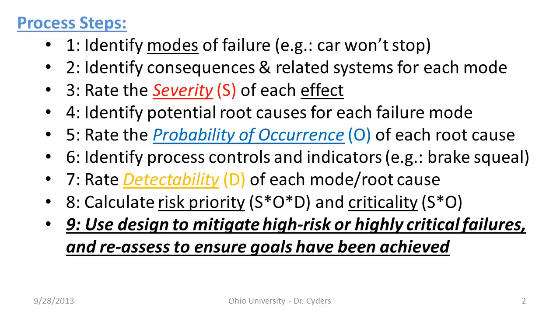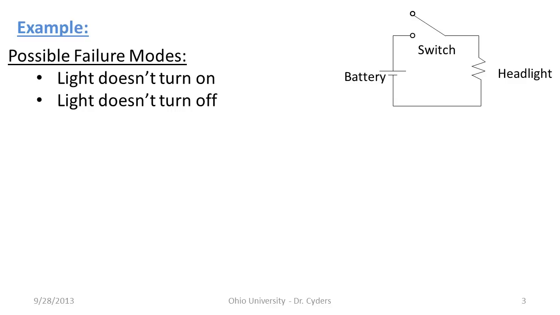use it to solve these problems: reduce that severity, reduce that probability of occurrence, reduce that detectability number, get those better such that we mitigate that high risk or highly critical failure, and then we can reassess. If we don't reassess after the fact, we don't actually know if we made things better. So this is a way of guiding the design process to where it needs to go to mitigate risk. So let's do an example.